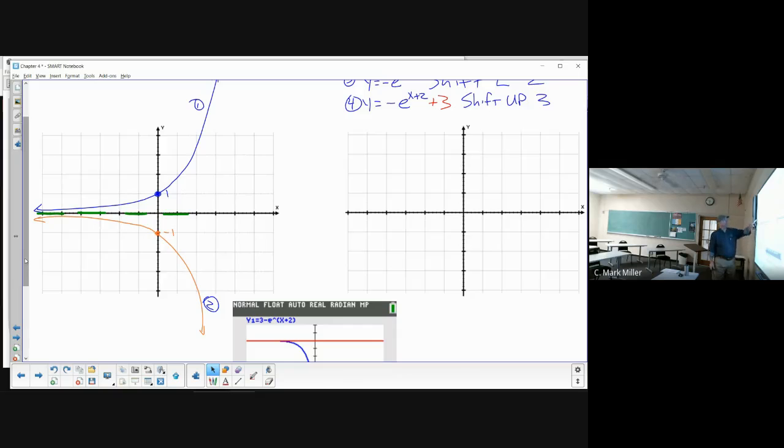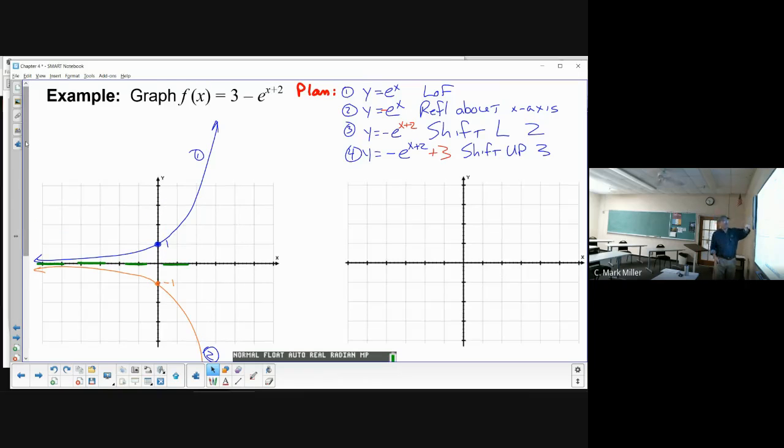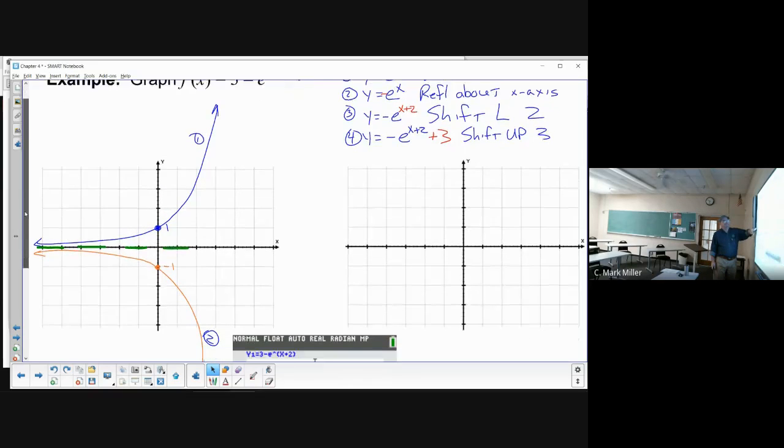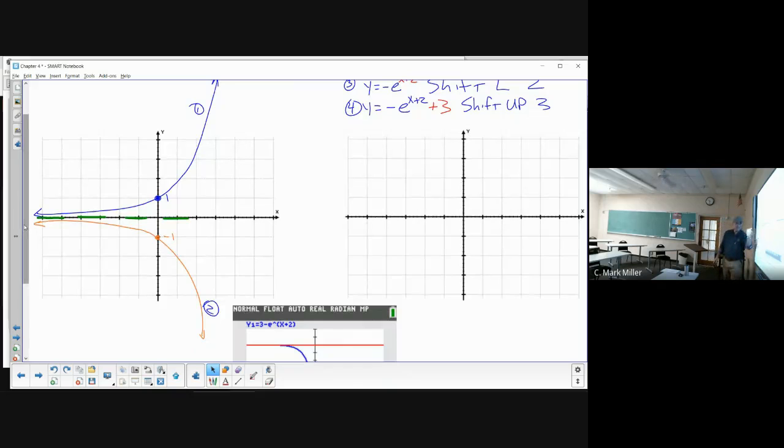Right? So the next one is going to be shift left 2. So this gets shifted this way 2. So that minus 1 y-intercept goes to here. And that becomes what point? Minus 2, minus 1. And it's going to go like this.